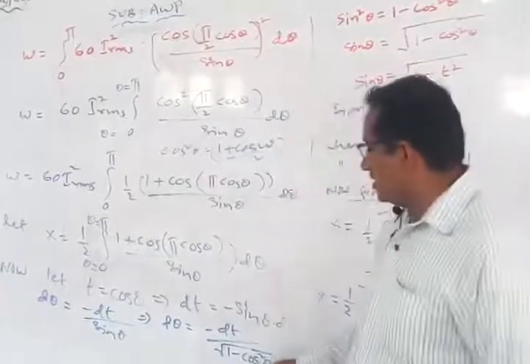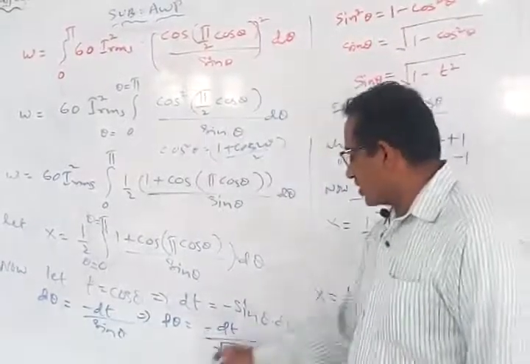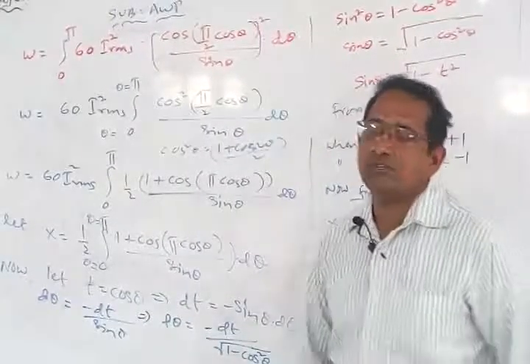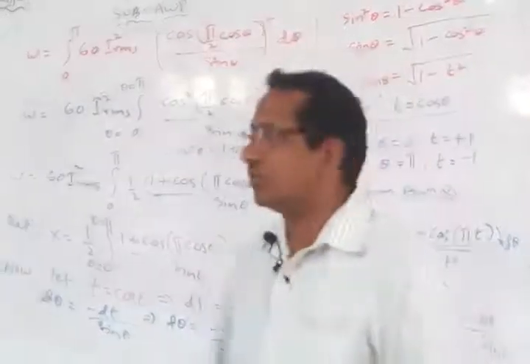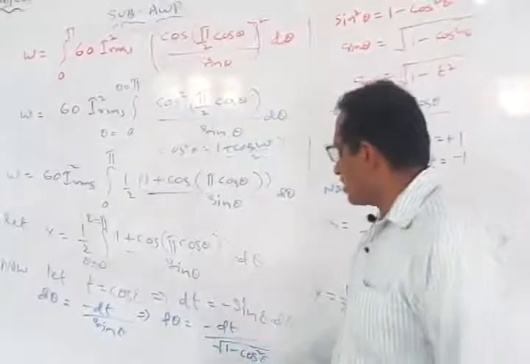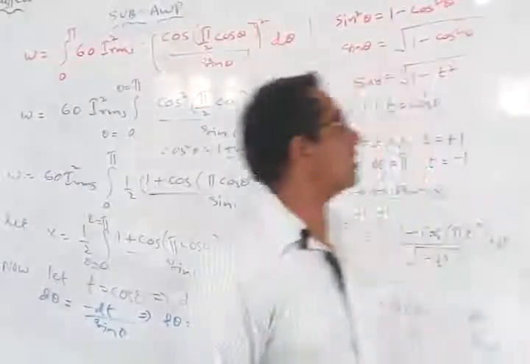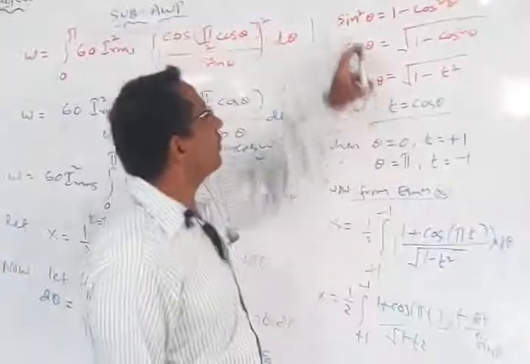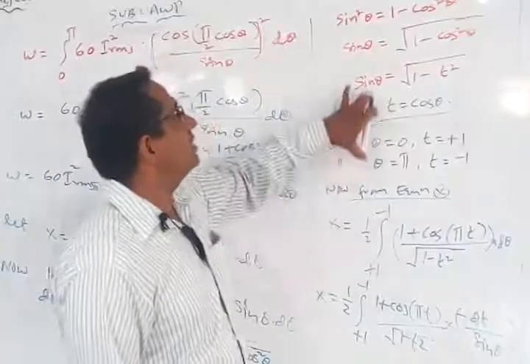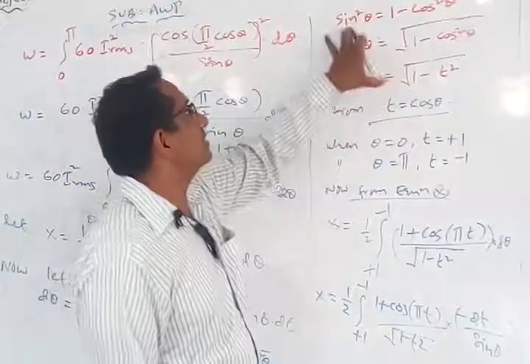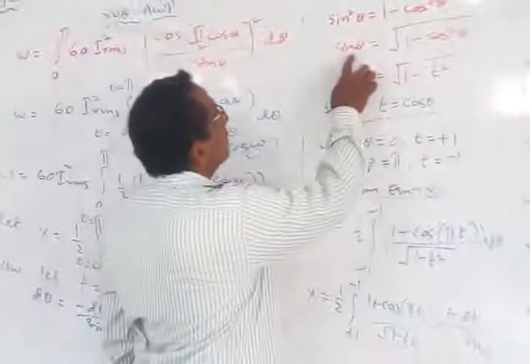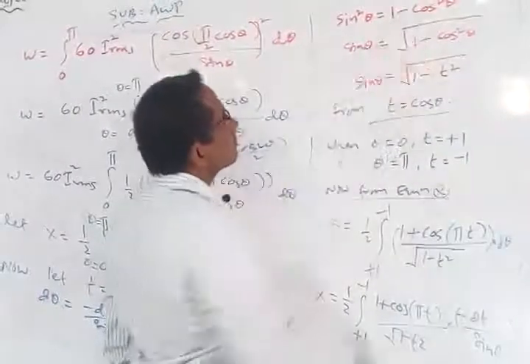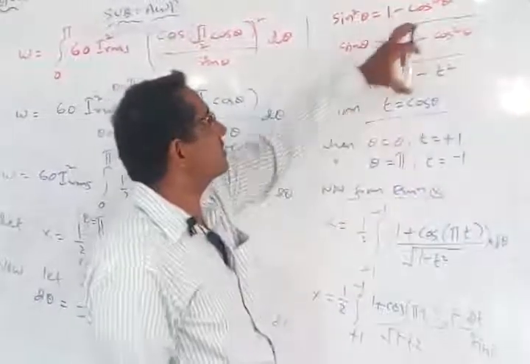So what is sin theta? Sin theta is equal to under root of 1 minus cos square theta. Why? Because we have sin square theta plus cos square theta is equal to 1. So based on that we can get sin theta is equal to under root of 1 minus cos square theta. So we can substitute that. Then from the formula sin square theta plus cos square theta is equal to 1, I can have sin square theta is equal to 1 minus cos square theta.